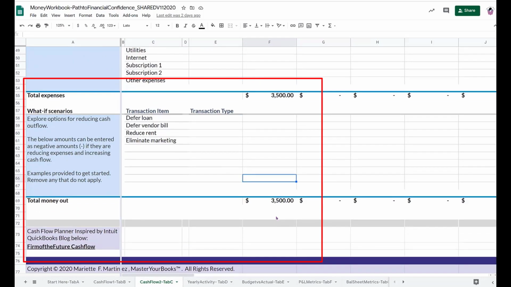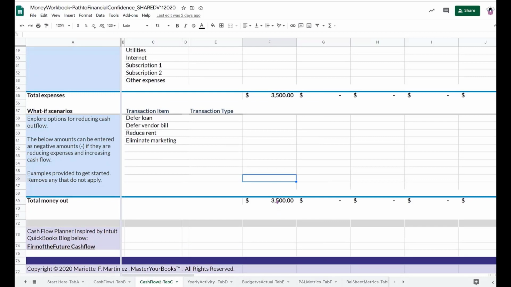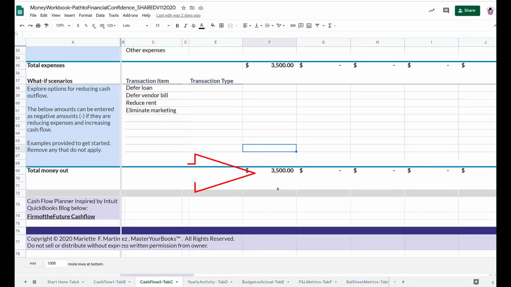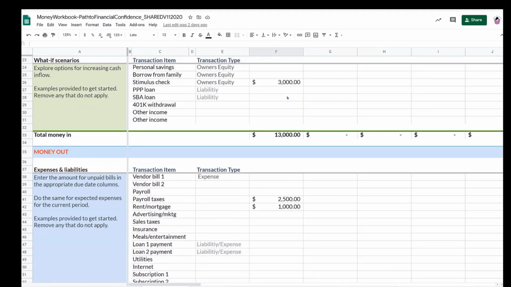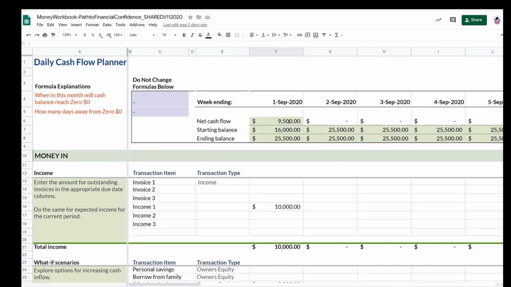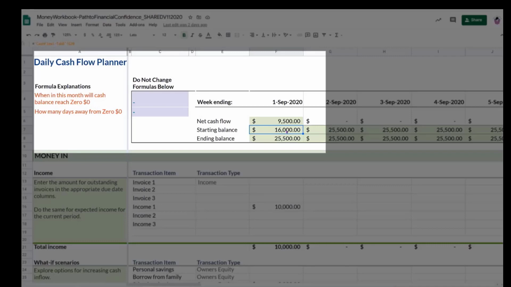What that is going to give you is money in less money out. What is that final total? What this example is telling you is that there is a starting balance of $16,000 after the net money in and money out of $9,500. There's an ending balance of $25,000 on September 1st, for example.